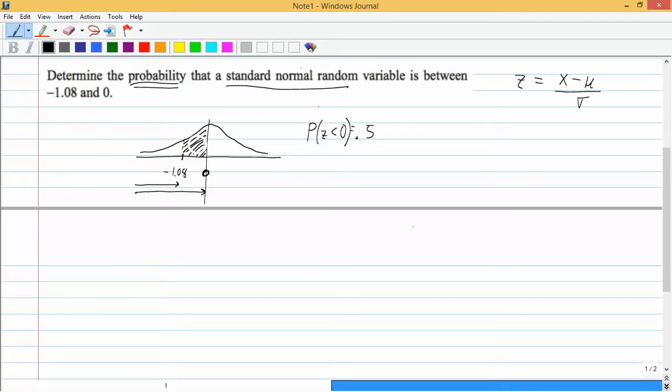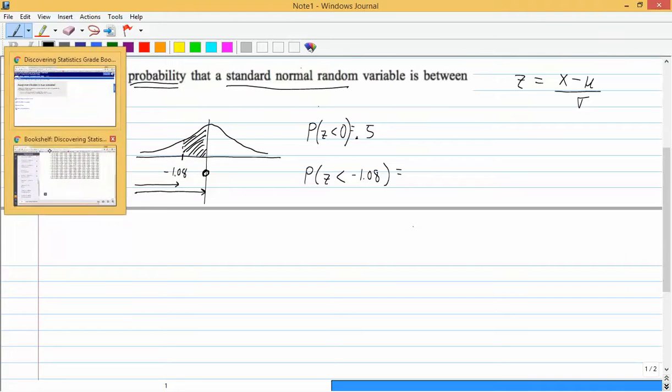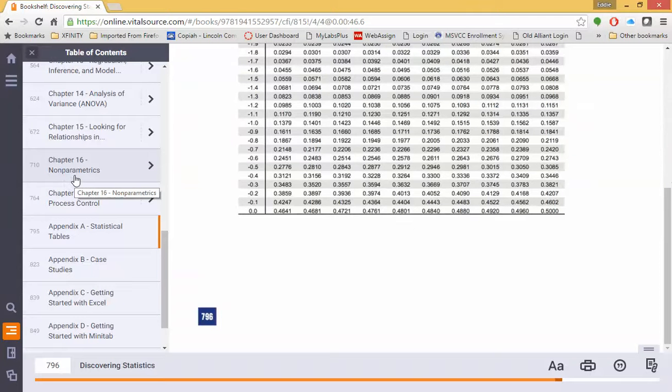Alright, so if I want to find the area between the two, I need to find the area up to negative 1.08. So this will be the probability that z is less than negative 1.08. And that is the way that all of the areas are shown in the table. They're shown cumulative left to right, which actually, in terms of inequalities, means less than.